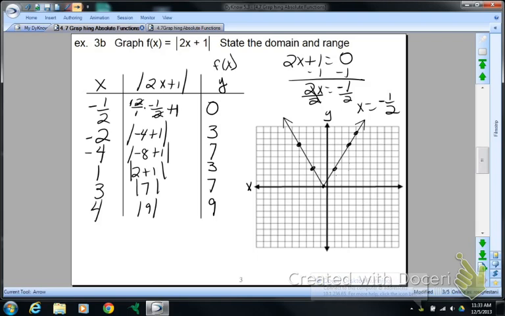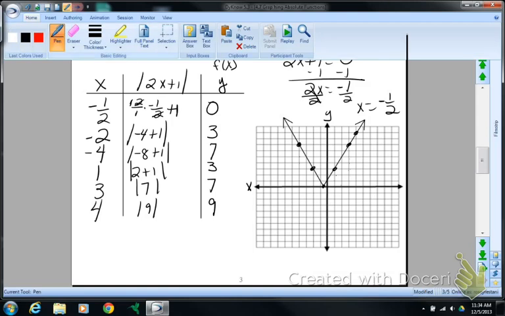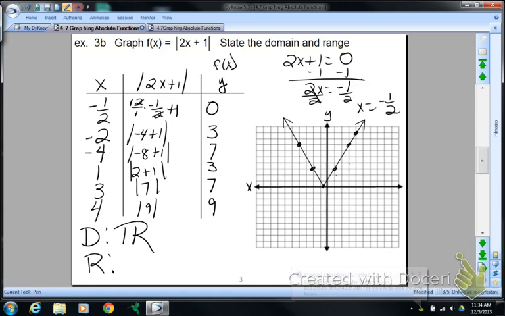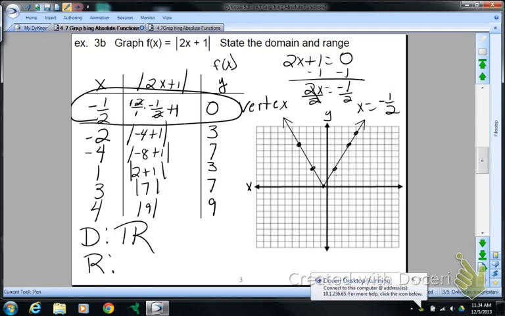So there's your V. Now, let's state the domain. What is the domain? All real numbers. What is your range? Your range are all the values that are above the vertex. By the way, this is the vertex, correct? So everything has to be greater than or equal to the y value of your vertex. This is the y value of your vertex. So what is the range? y is greater than or equal to 0.